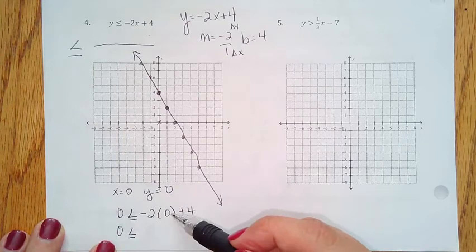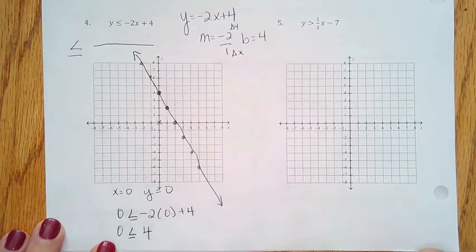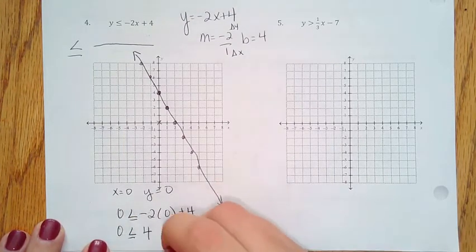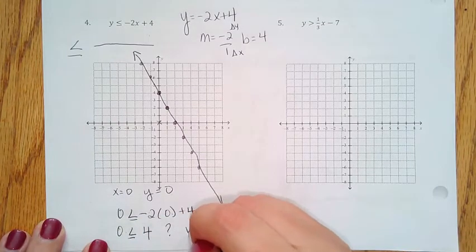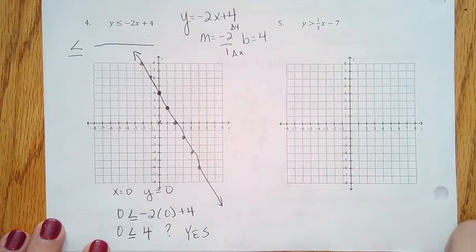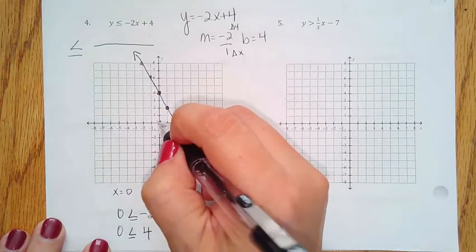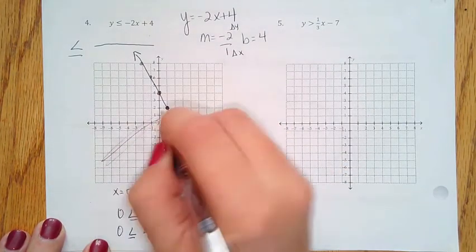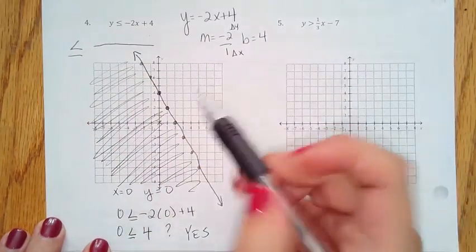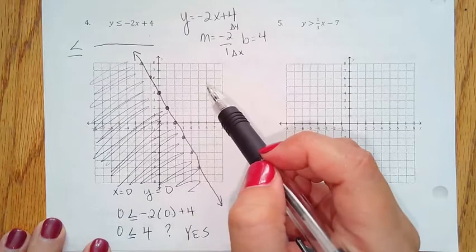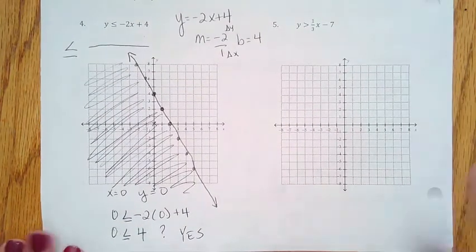Negative 2 times 0 is 0, and 0 plus 4 is 4. Is that a true statement? Is 0 less than or equal to 4? The answer is yes. If the answer is yes, that means wherever my test point was, I'm going to make sure that side is shaded. If the answer was no, I would have shaded up here. Okay, let's try another one.